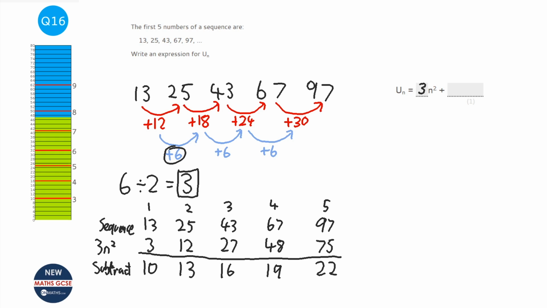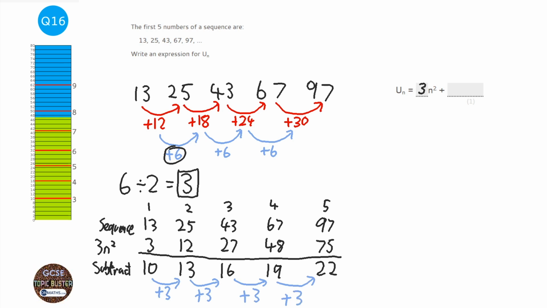Okay, now we end up with a little sequence here. We've got 10, 13, 16, 19, 22. Now we find the difference in that. So that's a plus 3, plus 3, plus 3, plus 3. Now that's a linear sequence.